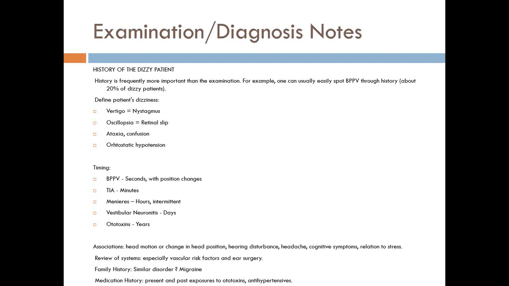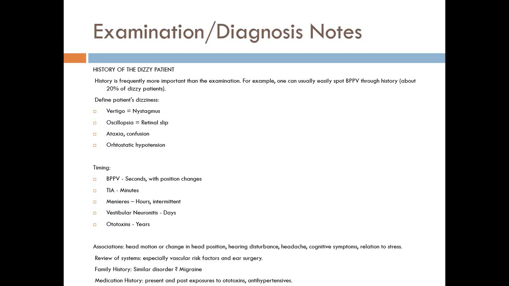And some definitions here. Vertigo is caused by a nystagmus, and there are different types of nystagmus which we'll be getting into. Oscillopsia is a retinal slip. That's when you're staring at something and you're unable to stay focused or keep the center of that image on the center of your eye. There's ataxia or confusion, which may lead to dizziness, and then orthostatic hypotension.